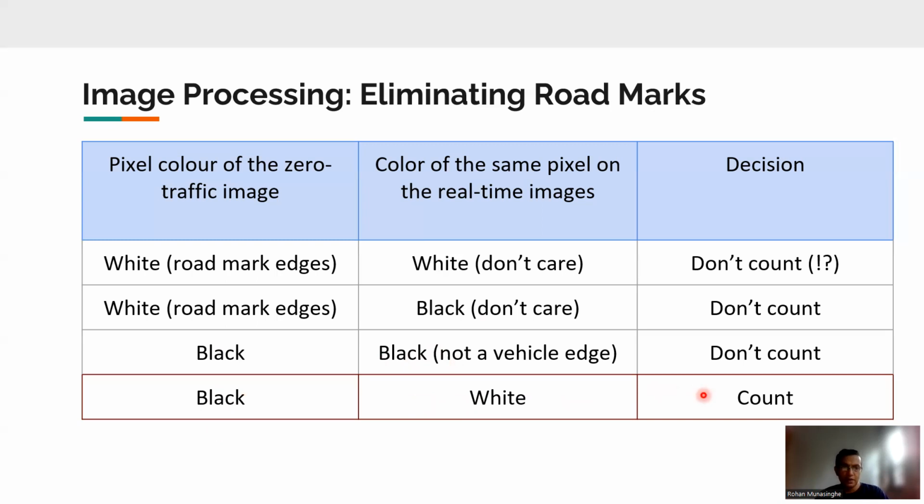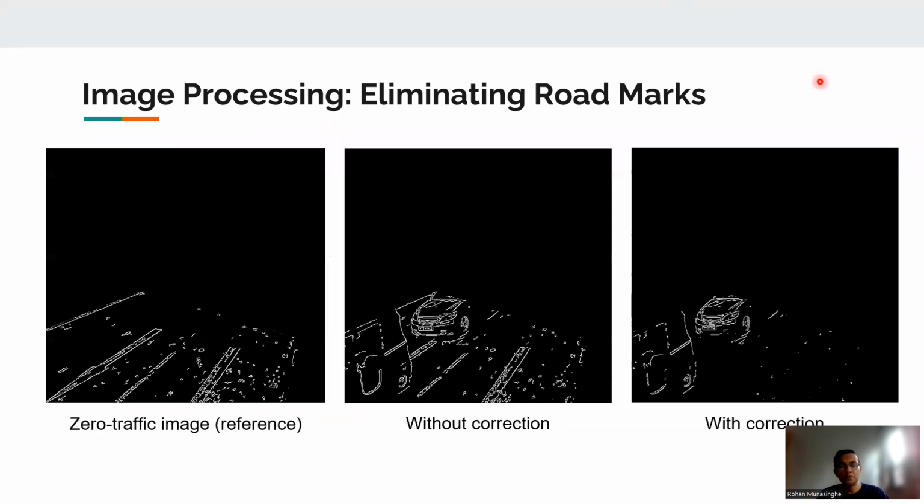So this is a very simple technique to reduce the problem of these parasitic edge pixels coming from the road marks. Now you can see over here the performance if you apply this simple filter. On the left is the near field, an empty image.